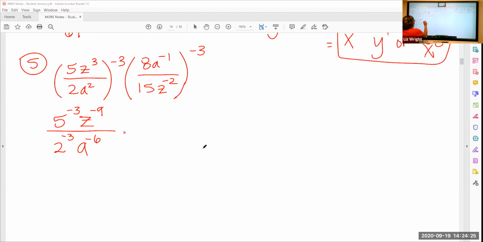Then on the next one, I'm going to go ahead and just do the same thing. So I've got 8 to the -3, a to the +3, because negative times a negative is going to be positive. We're going to have 15 to the -3, and then z to the +6.